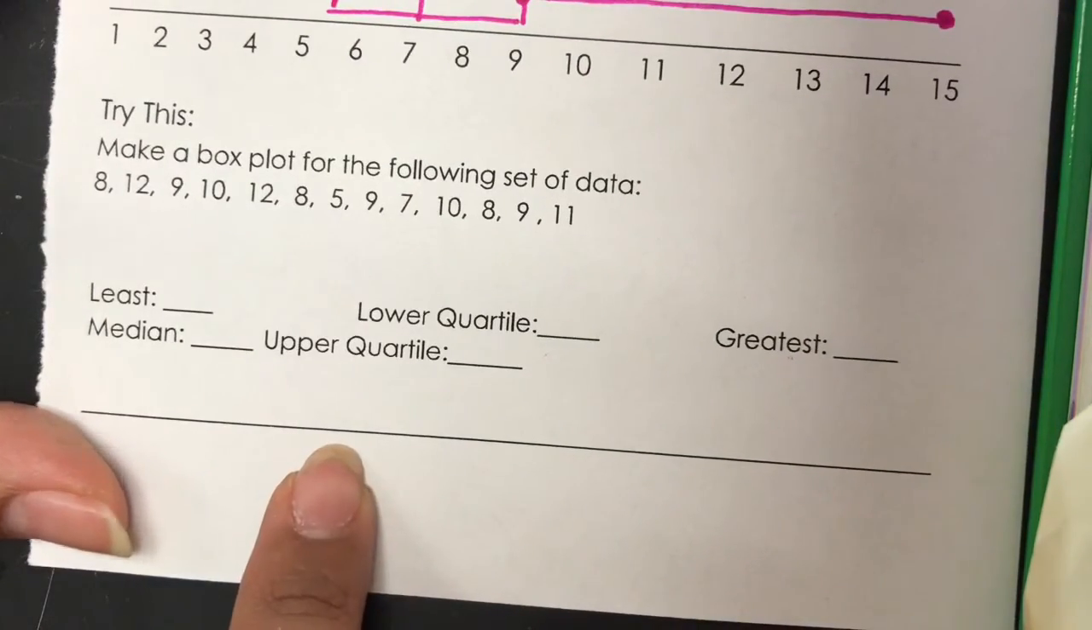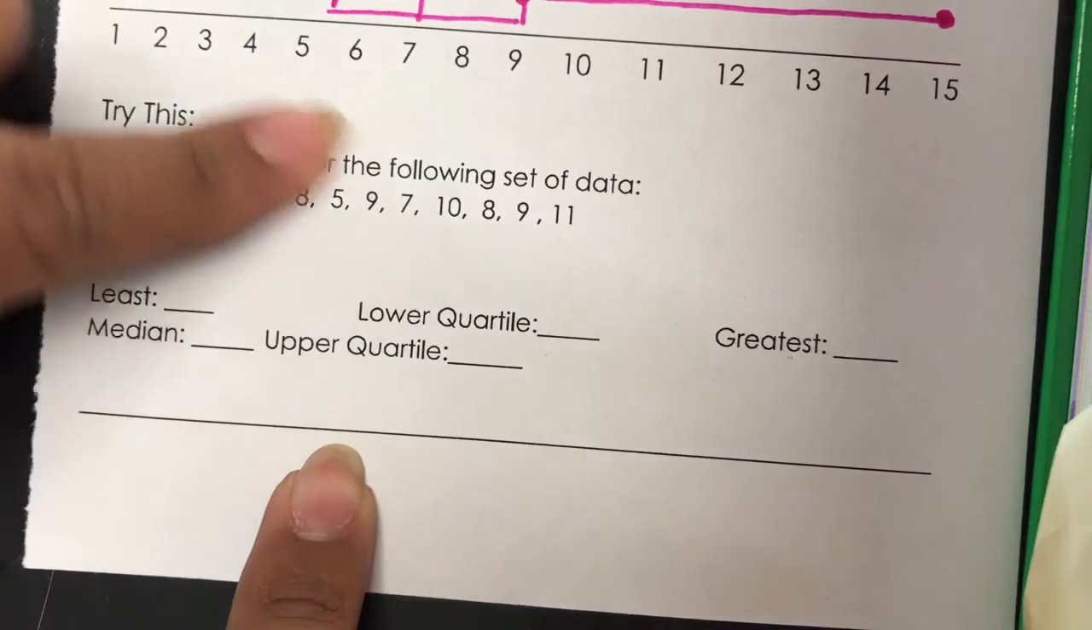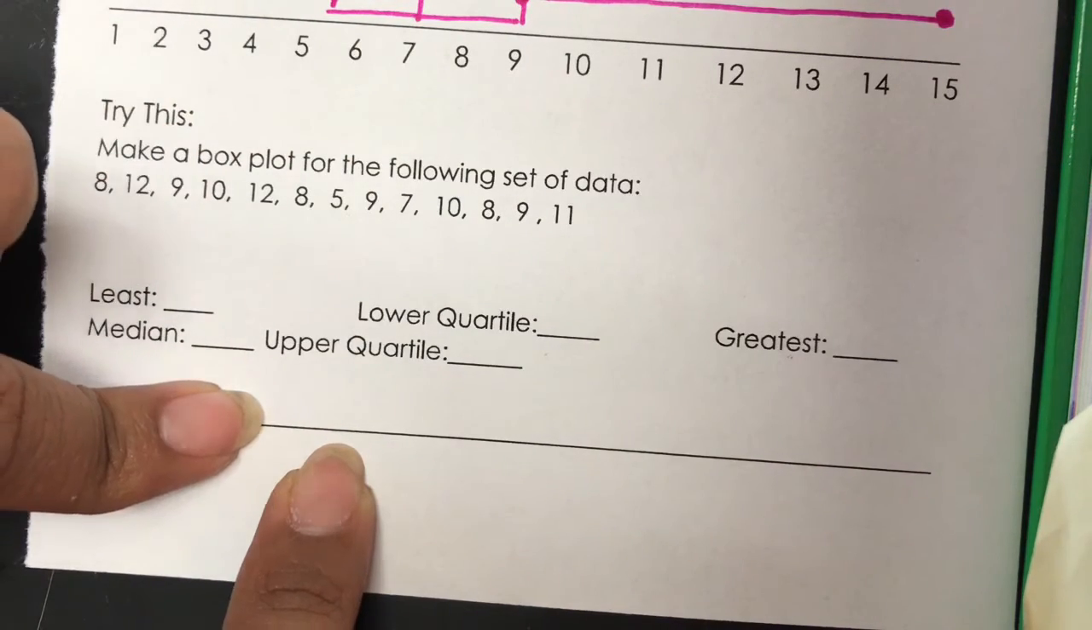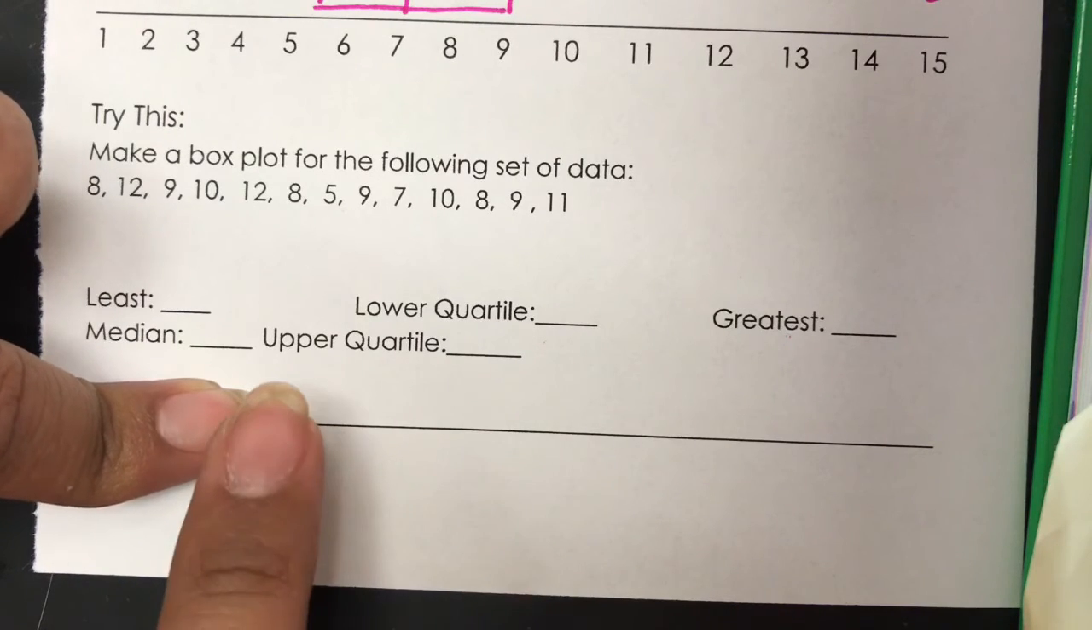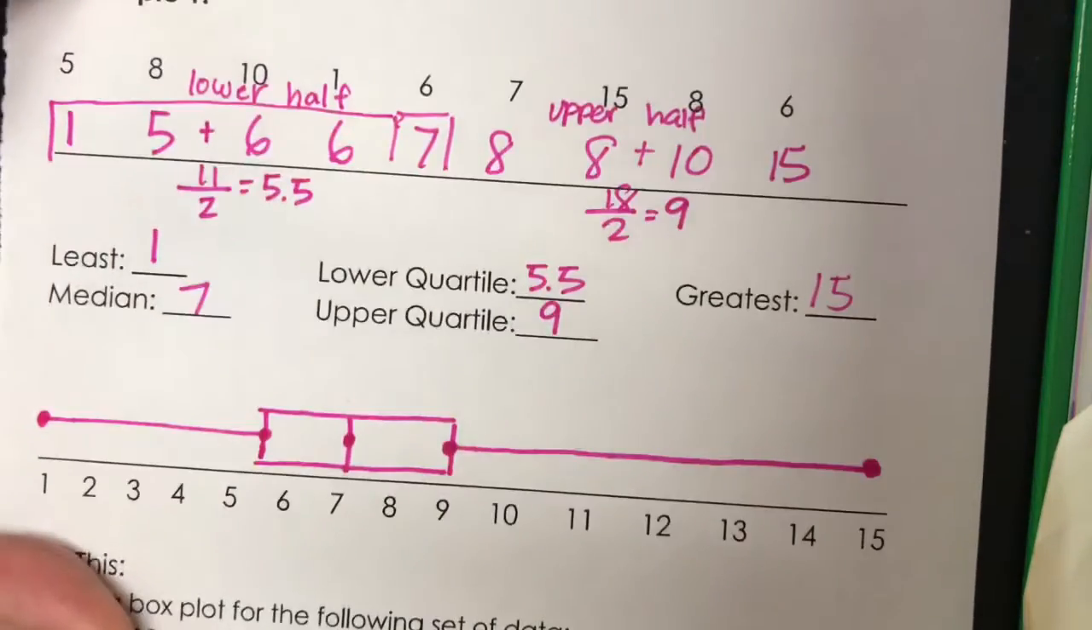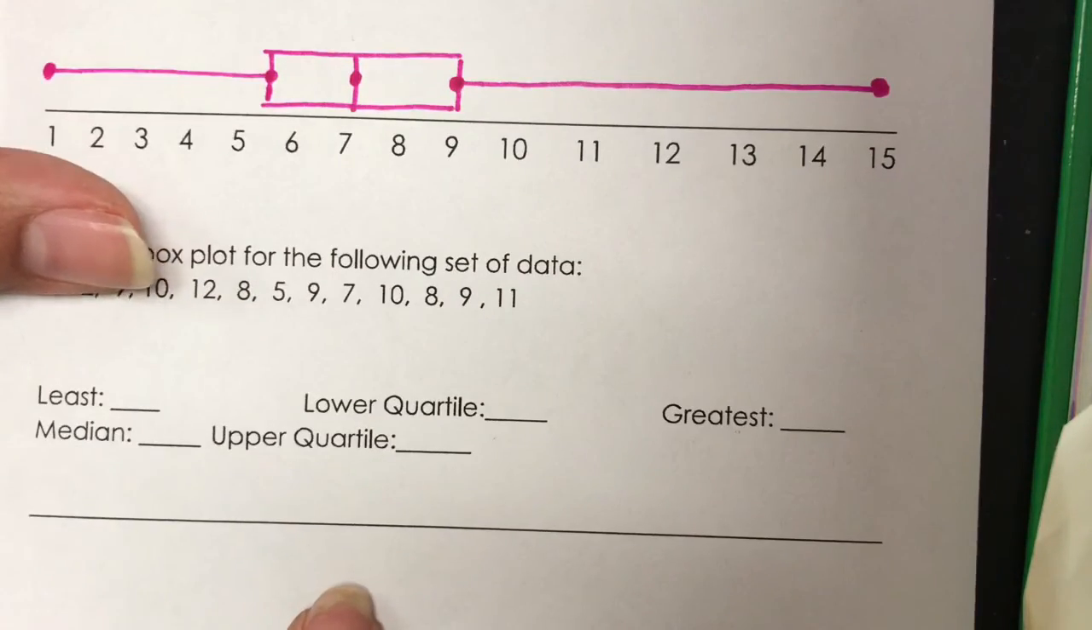So now we have a try this. So what's going to happen is you're going to work on this try this assignment. I'll be walking around and I'll be stamping the answers that are correct. If I see that your answer is not correct, I will ask you to go through it again and to look at your notes, or even go through the video again if you need to.